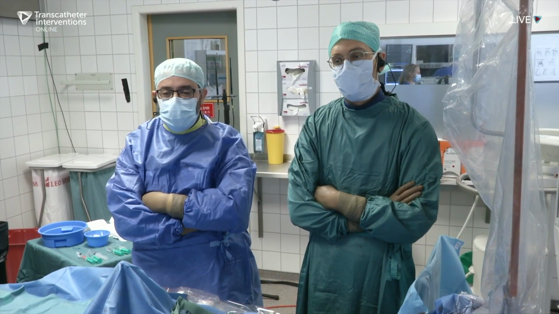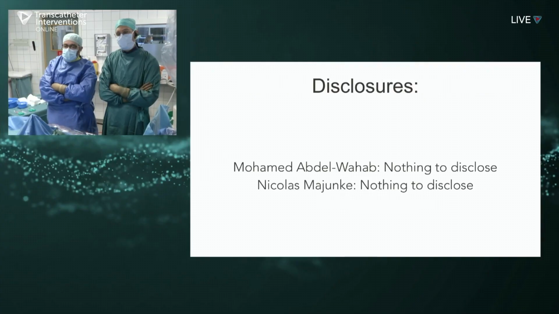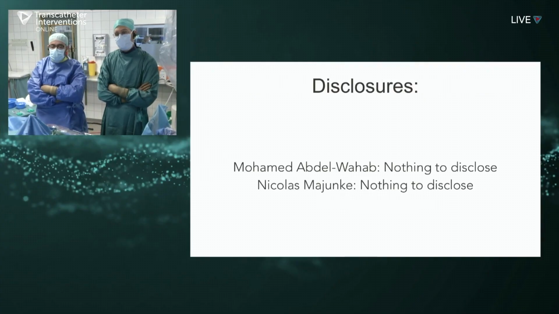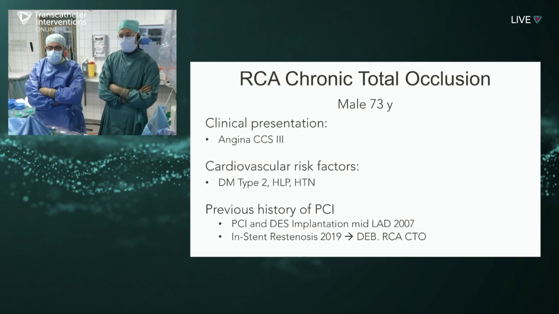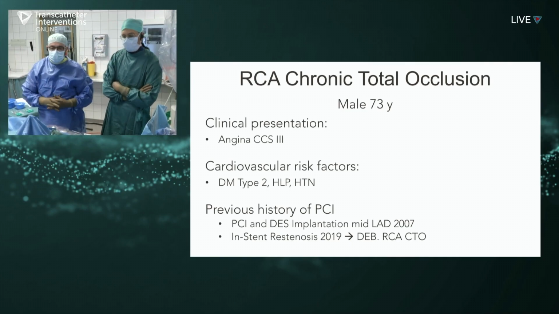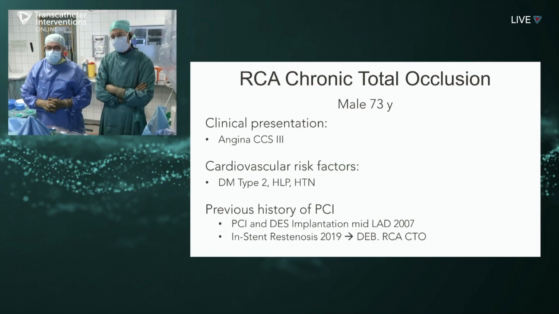I'd like to present the case in a couple of slides. Can you show the slides, please? So we don't have disclosures. Next slide, please. So this is a 73-year-old gentleman who has angina class 3. He has some typical cardiovascular risk factors, including diabetes, hyperlipidemia, and hypertension. And he already has a known coronary artery disease.